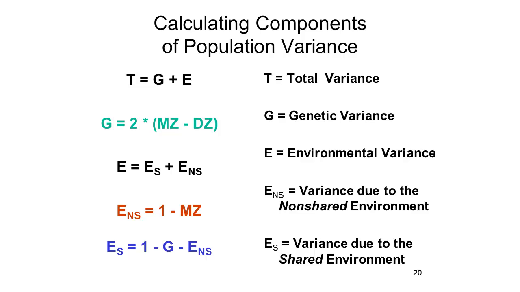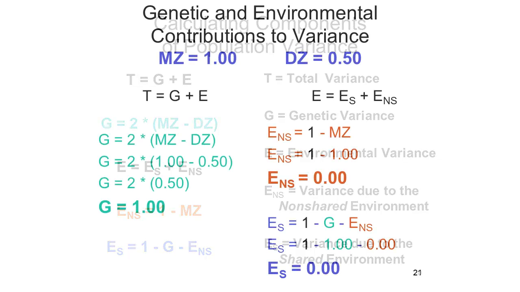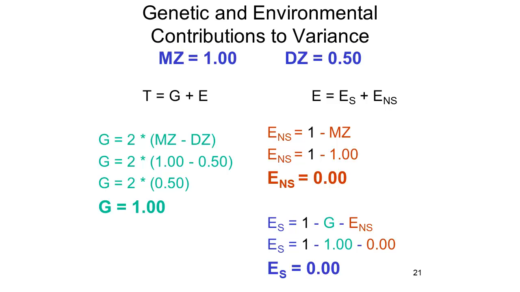So we estimate the non-shared environment by subtracting the monozygotic correlation from perfect 1.0. And once we've estimated the contributions of the genes and the non-shared environment, variance due to the shared environment is all that's left. So that can be estimated simply by subtracting the genetic variance and the non-shared environmental variance from 1. Now, just to get the idea down firmly, let's work through a couple of numerical examples.